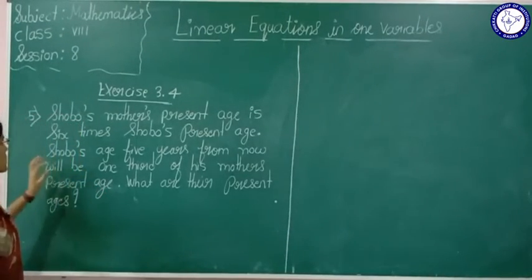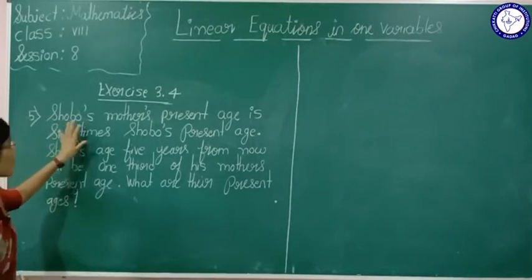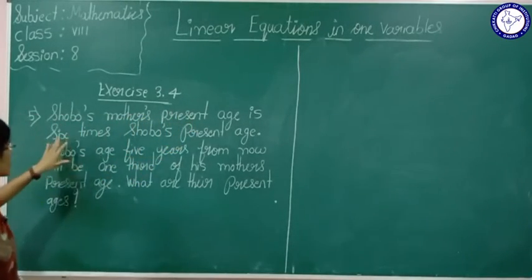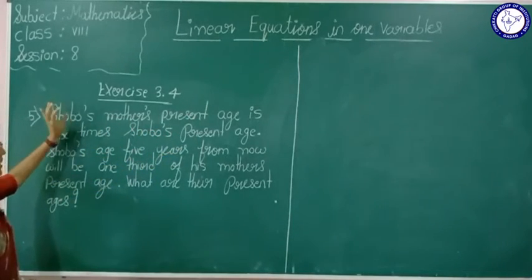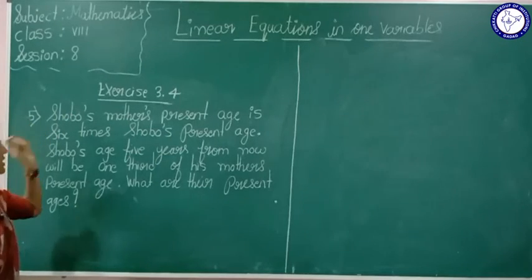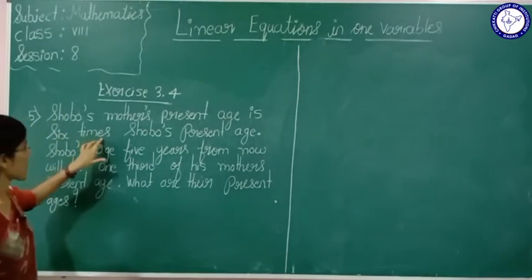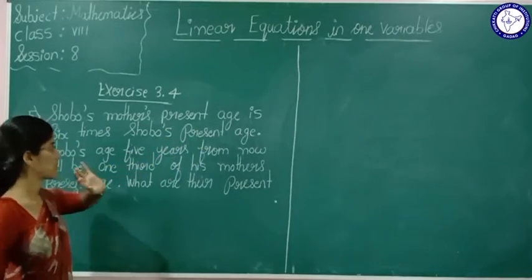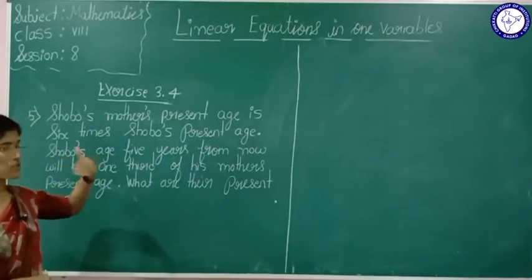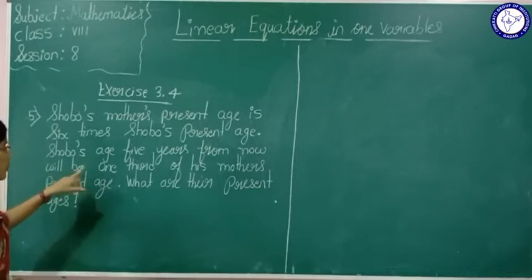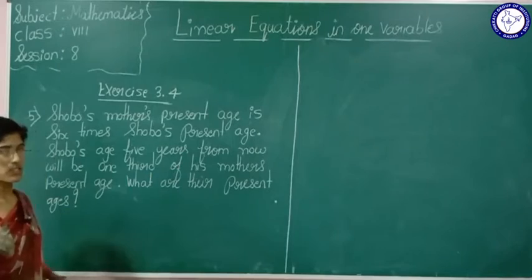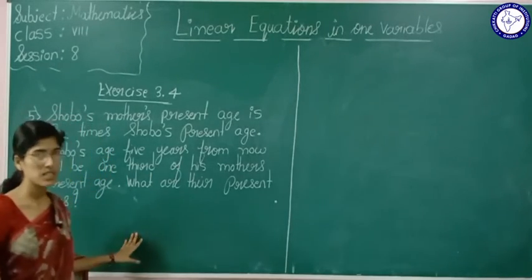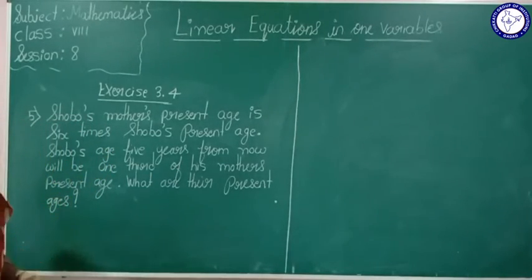Now see here students, the 5th question. Shubho's mother's present age is 6 times Shubho's present age. Shubho's age 5 years from now will be 1/3 of his mother's present age. What are their present ages? In this question we have to find the present ages of Shubho and Shubho's mother. See the solution.